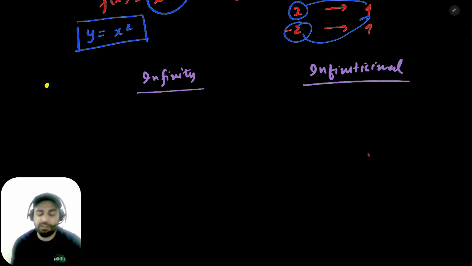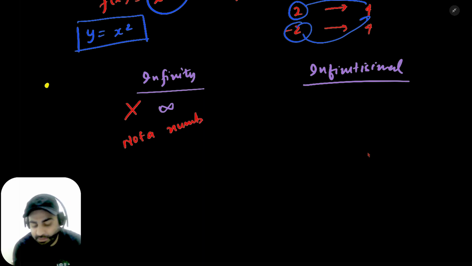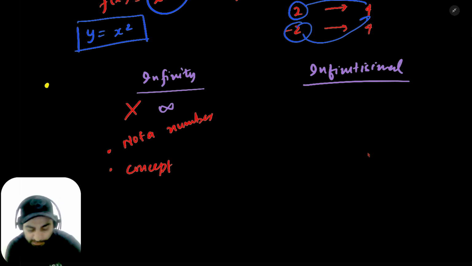Infinity means, for example, that if something is very, very large, it tends to infinity. The first concept I want to say is that infinity is not a number. It is basically a concept. Similarly, infinitesimal is not a number either; they are both concepts.